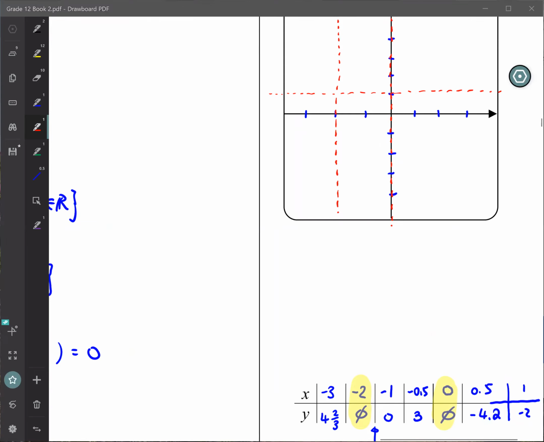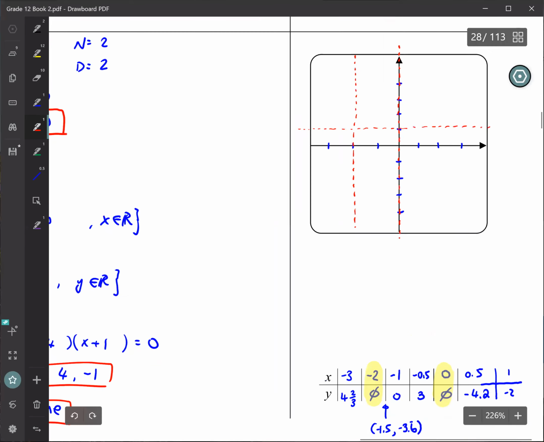Okay, so please plot all the points. Don't draw the lines yet, okay? So plot the points and raise your hand. Negative 3 is 4 and 2/3, so about there. Negative 1.5 is negative 3.6, so about here. Negative 1 is 0.